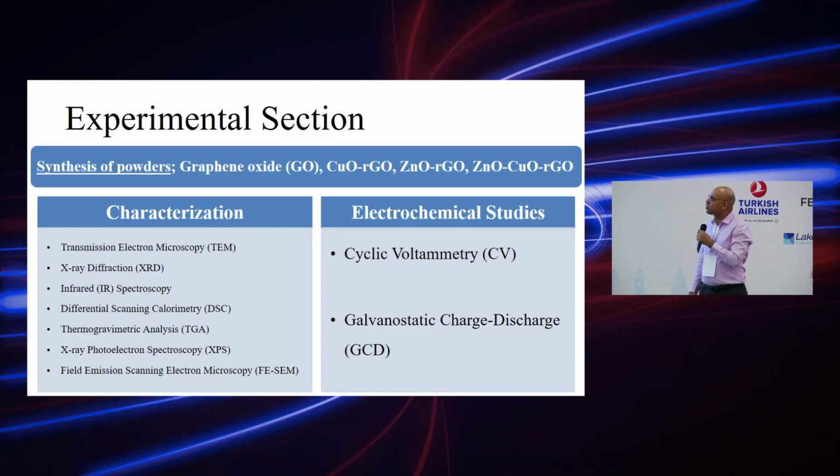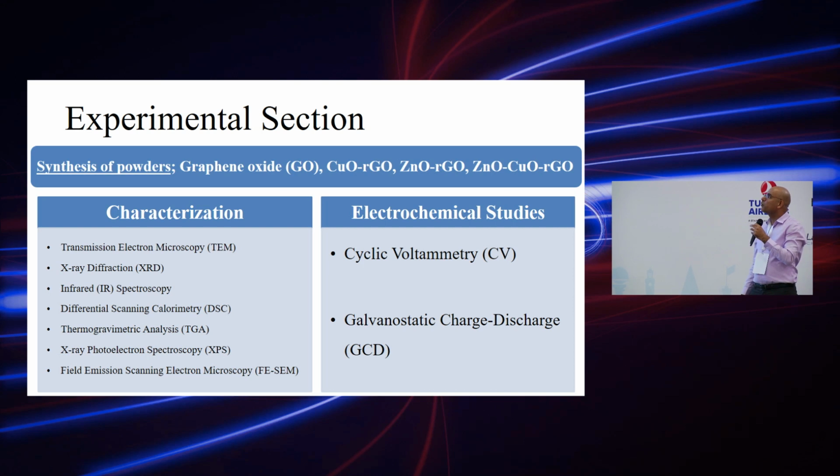So here is the experimental section. We have four main types of materials we've prepared. The first one is graphene oxide, which we prepared from graphite powders. I'm going to be talking about it in a little bit. The second type of electrode is going to be copper oxide, reduced graphene oxide. The third one is going to be zinc oxide, reduced graphene oxide. And the fourth one is a combination of all three, which is zinc oxide, copper oxide, and reduced graphene oxide.